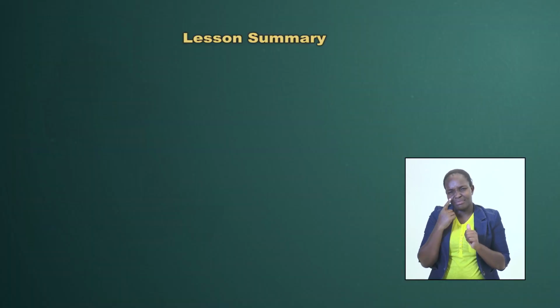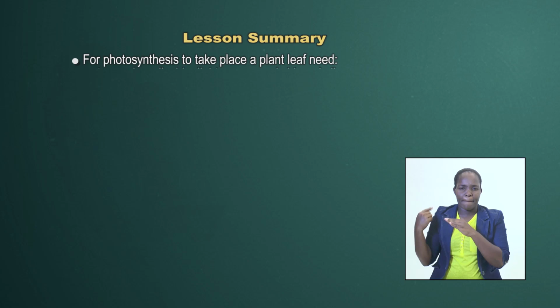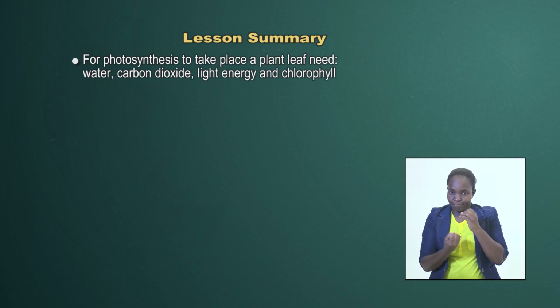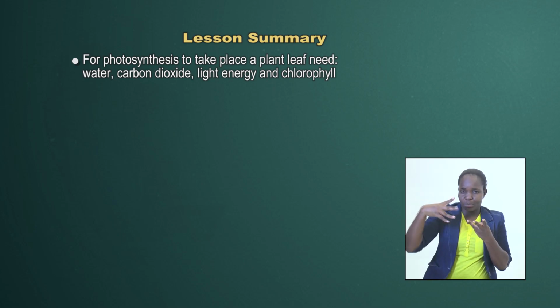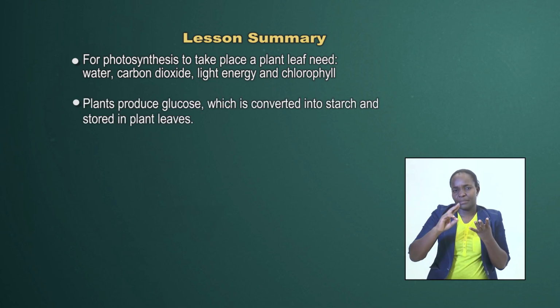Viewers, have you enjoyed our lesson today? Well, I've enjoyed being in your company today. Let's see what information we have covered. We have seen that plants need water, carbon dioxide, light energy, and chlorophyll to make glucose, which is converted into starch and stored in plant leaves.